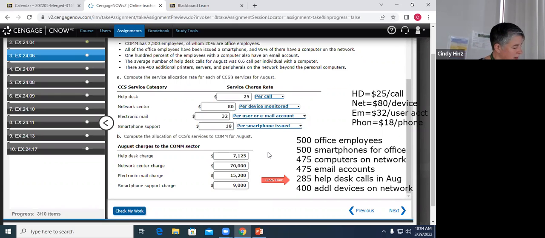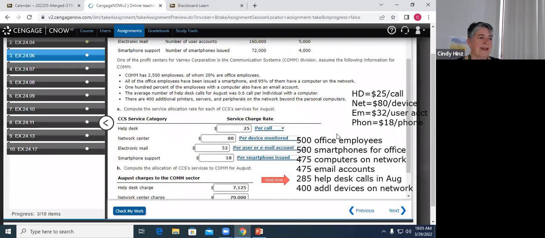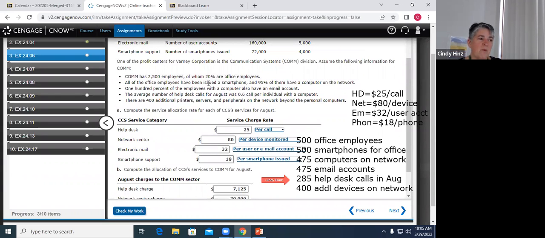And so for each of these then, we allocate these support department costs to the comm sector, and then they would be included in our evaluation of the performance of that comm sector manager. The assumption is that the comm sector manager gets to decide whether every employee gets a smartphone, how many of the employees need a computer, how many of the employees need to have email on that computer.